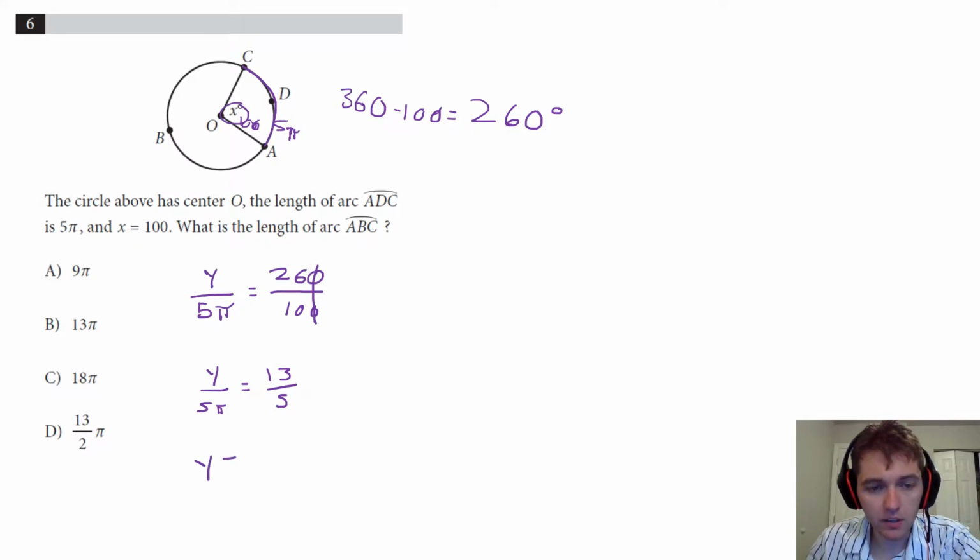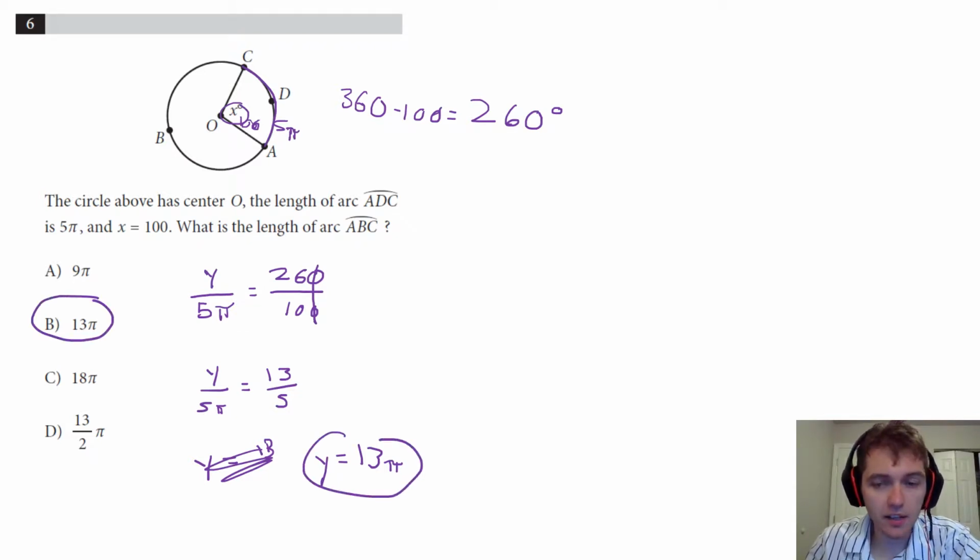So you have y is equal to 13 over 5 times 5, which will just be 13. So let me rewrite this. You'll have y is equal to just 13 pi, because you're also multiplying by pi. So y is equal to 13 pi, and that's available as answer B.